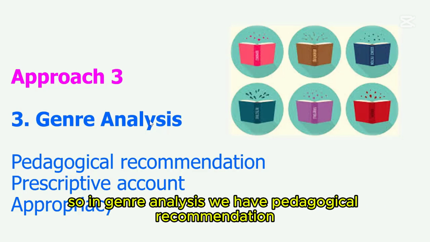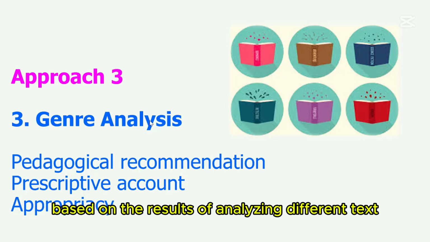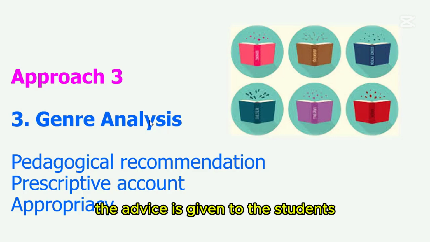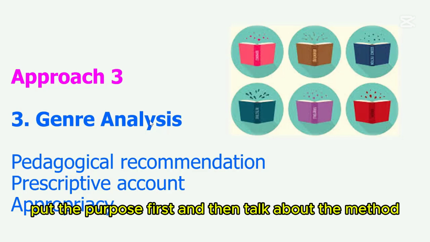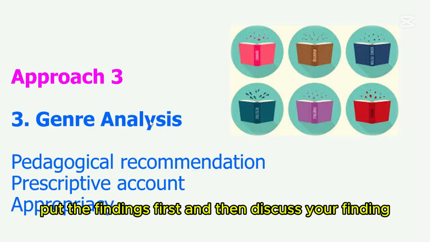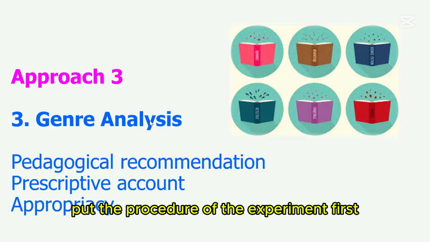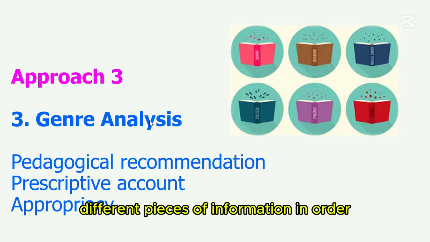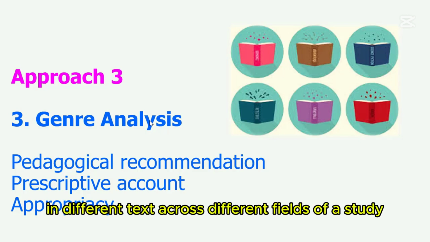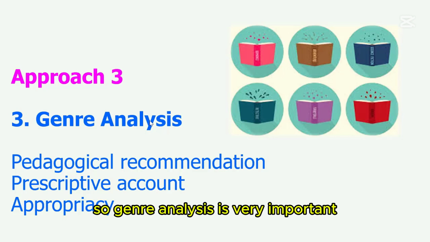So in genre analysis, we have pedagogical recommendation. By pedagogical recommendation, we mean based on the results of analyzing different texts, the advice is given to the students to write an article like this. Put the purpose first and then talk about the method. Put the findings first and then discuss your finding. Put the procedure of the experiment first and then talk about the conclusions that you draw. So the way we put different pieces of information in order in different texts across different fields of study is called genre analysis. So genre analysis is very important.